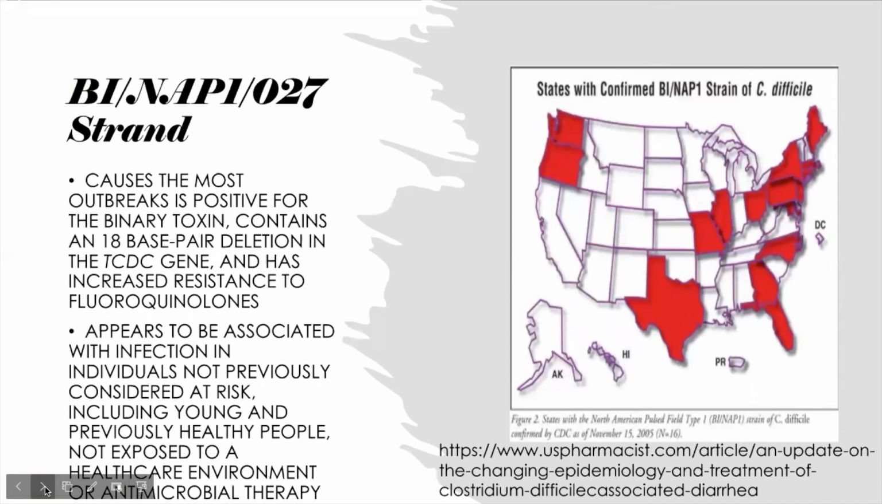The epidemic strain is BI/NAP1/027. This strain of C. diff causes the most outbreaks in the world. It's positive for the binary toxin, which contains an 18 base pair deletion in the tcdC gene. It also greatly increases the resistance to fluoroquinolones, which is why it's normally treated with clindamycin.